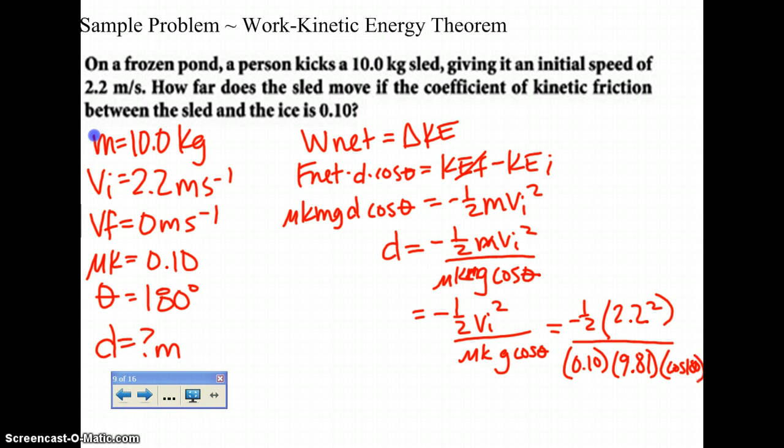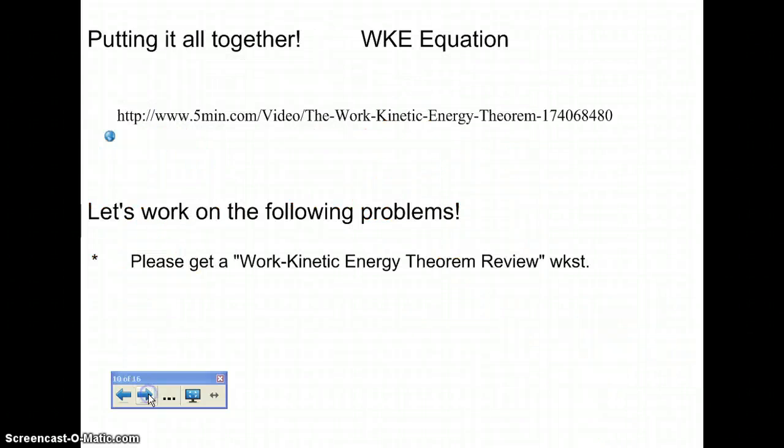So plugging that into your calculator, please do so at this time, guys. You should get a calculator answer of 2.5 is what you should be seeing. You only want 2 sig figs, so your distance does equal 2.5 meters, or 2.5 times 10 to the 0 meters for your final answer there.